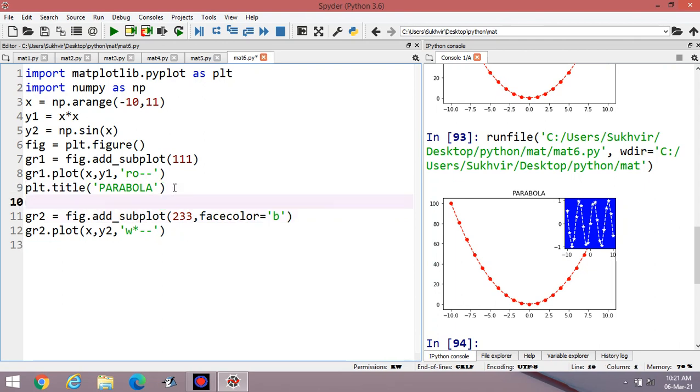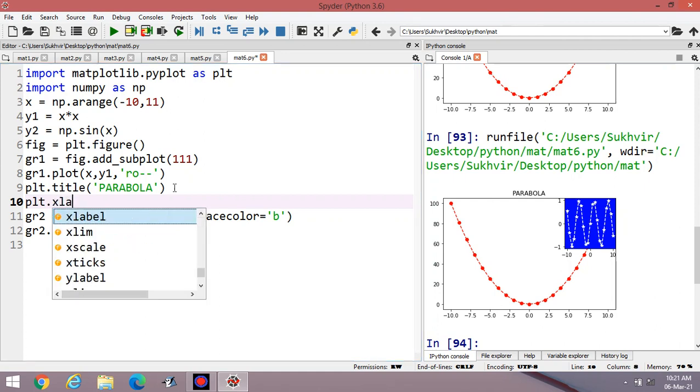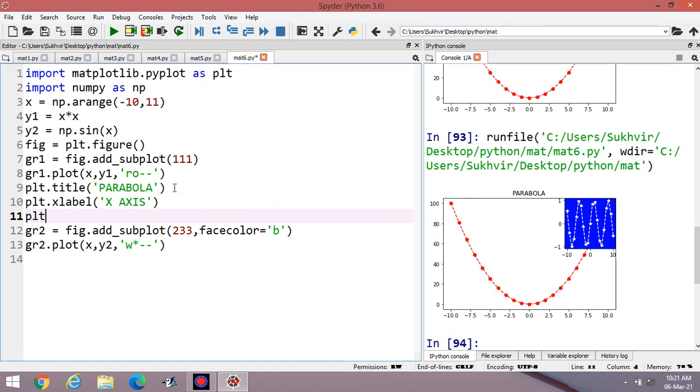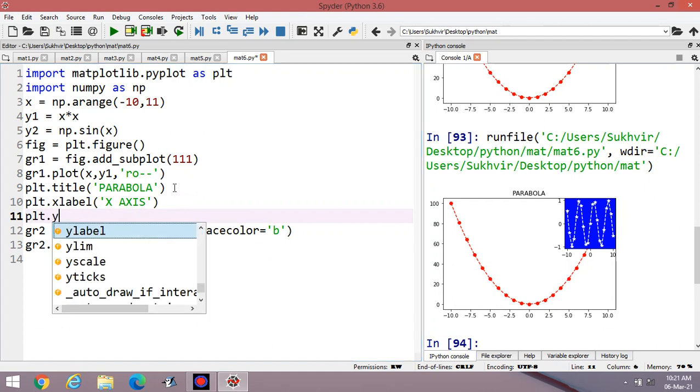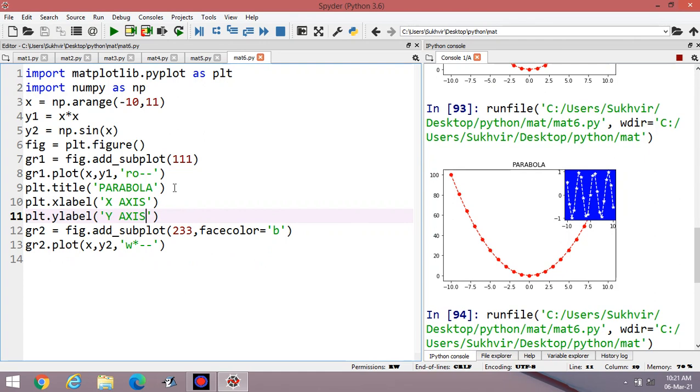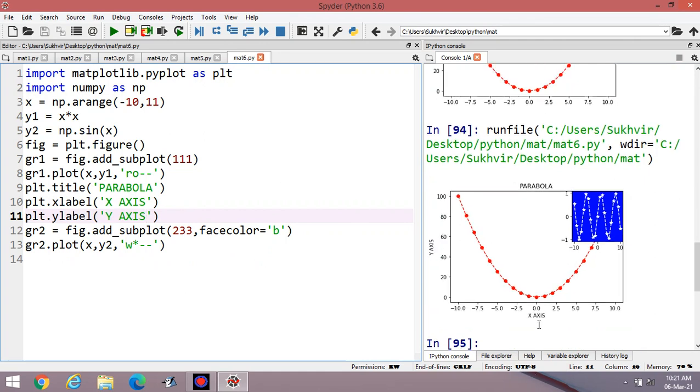One more thing you can do, you can write plt.xlabel and you can write here x axis, plt.ylabel, you can write here y axis. Now execute the content. You can see x axis and y axis. This one is for the outer content. This one is the bigger block basically.